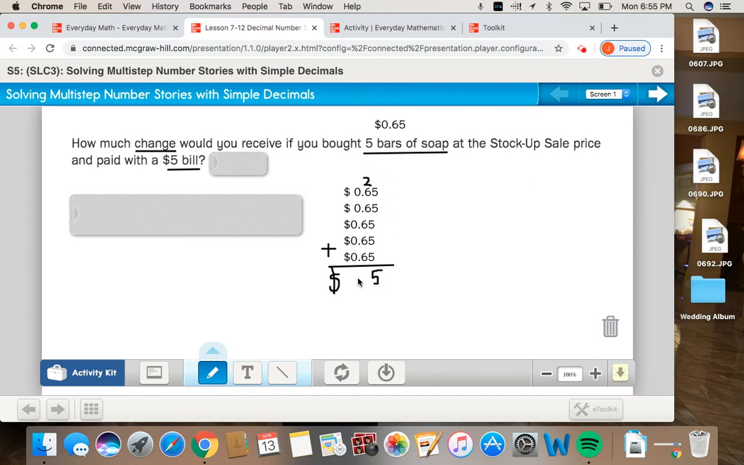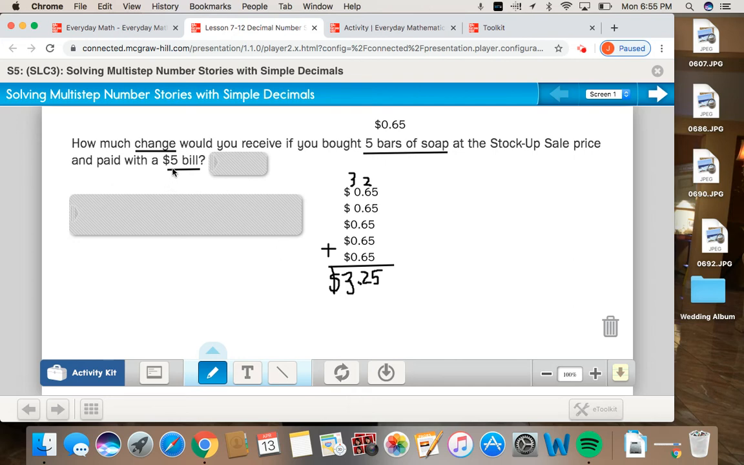Now, how many 6s do I have? 1, 2, 3, 4, 5. I have 5 6s. I know 5 6s is 30, plus the 2 up here is 32. So here's my 2. I'm going to regroup my 3. I have 3 plus all zeros. It's going to give me $3.25. But I'm not paying exactly $3.25.